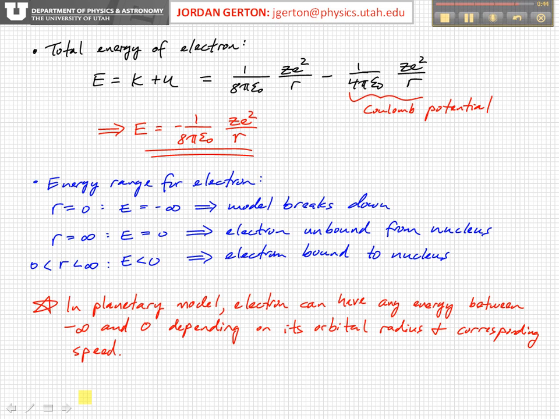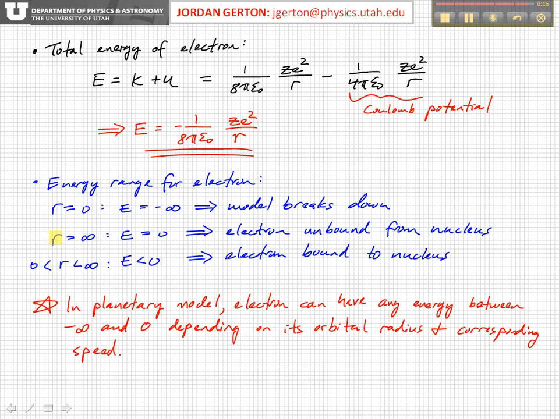Now, what range of energies can the electron have using this expression? Well, if r is equal to 0, that is, if the electron basically crashes into the nucleus, then this term goes to infinity. So the energy of the electron is equal to minus infinity, and at this point the model breaks down. That's unphysical, so the model doesn't really work for that case.